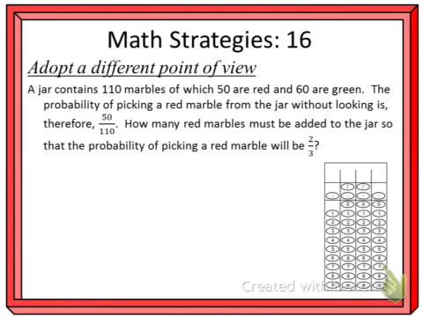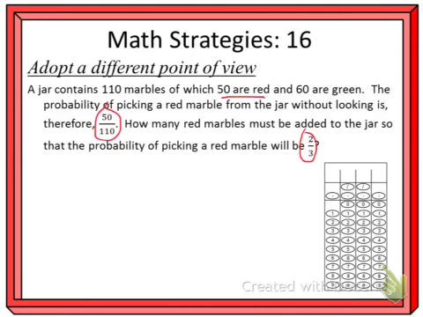A jar contains 110 marbles, of which 50 are red and 60 are green. The probability of picking a red marble from the jar without looking is, therefore, 50 out of 110, of course. How many red marbles must be added to the jar so that the probability of picking a red marble will be 2/3? Okay, so notice that what they're doing is they're leading you to have to work with the red stuff, the stuff concerning the red marbles, which is supposed to change.